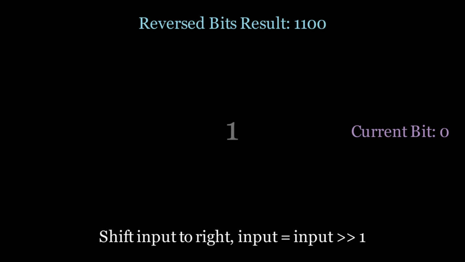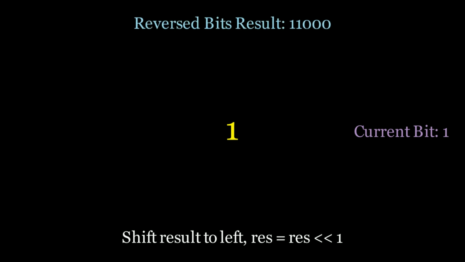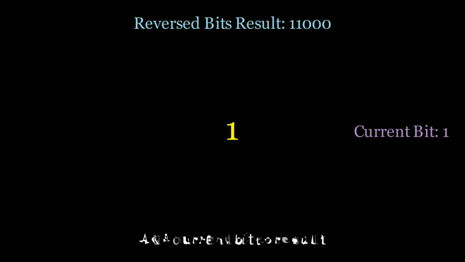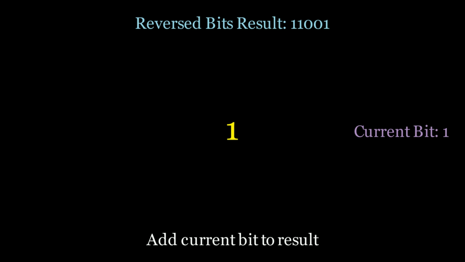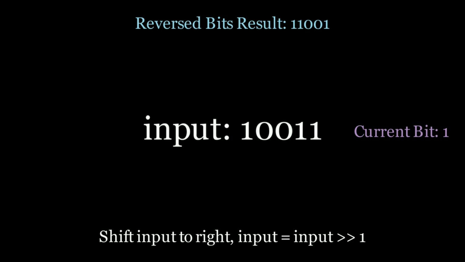We process the last bit, which is one. Now let's shift our result, 11000, and let's add the current bit. So we're left with 11001. We shift our input and we're done. Now I want to analyze the original input that we had. So it was 10011 and look at our result on top. It's 11001. So it is indeed reversed.